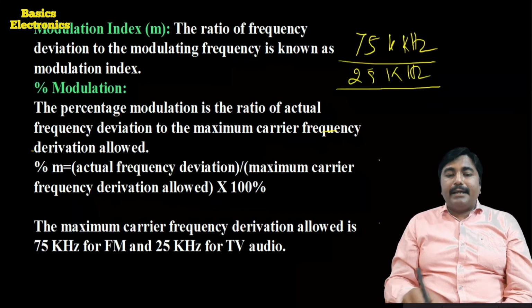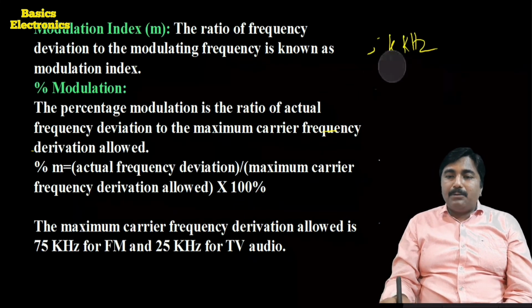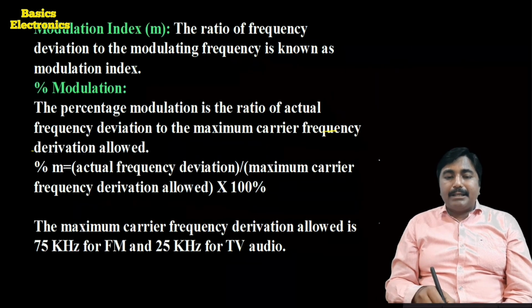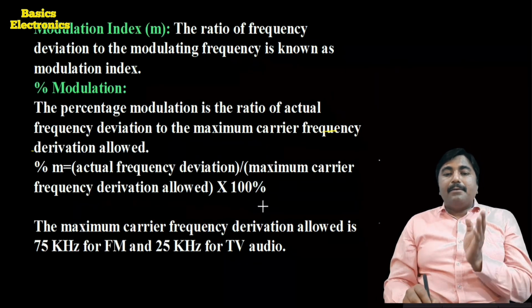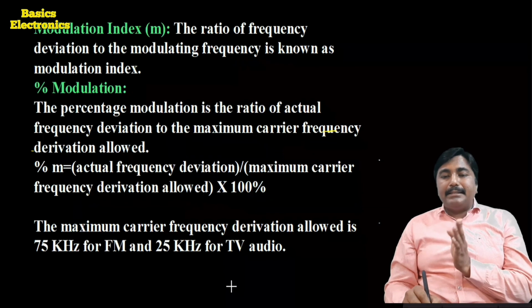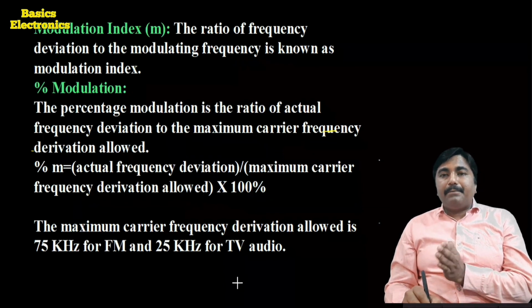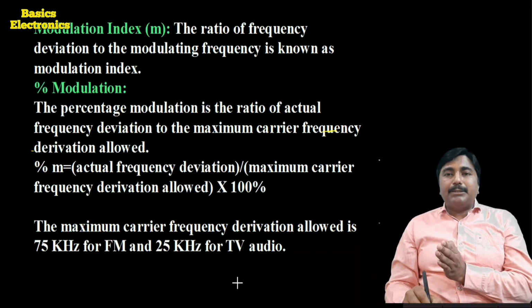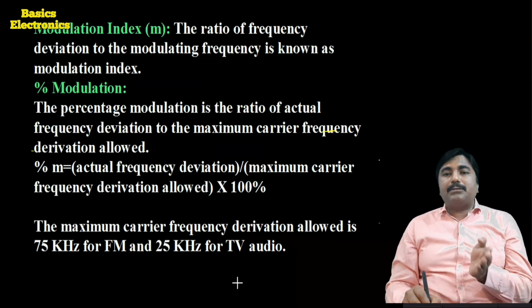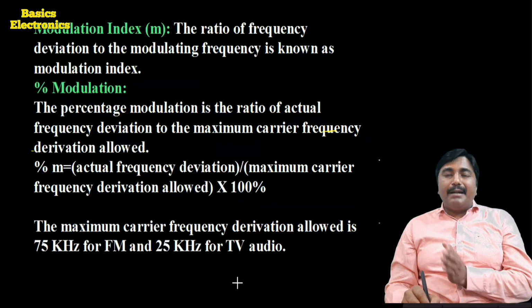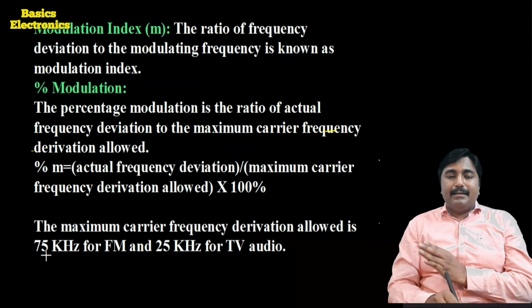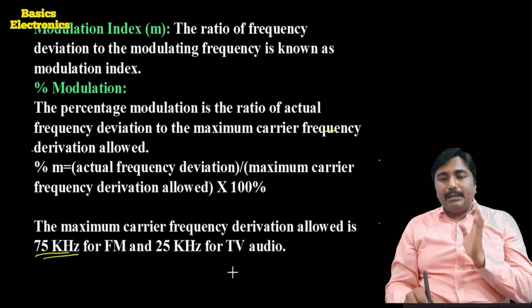Okay, so there may be one MCQ asked on this. The maximum carrier frequency deviation allowed for the FM is blank. The options may be 75 kilohertz, 100 kilohertz, 200 kilohertz, and 150 kilohertz. Then the answer is 75 kilohertz.